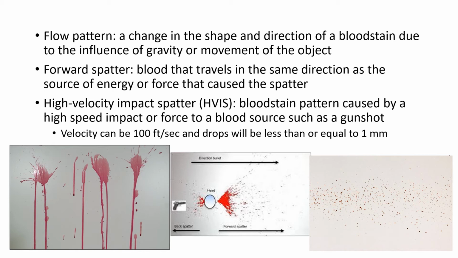We already talked about back spatter. Forward spatter is blood that's traveling in the same direction as the source of energy or force that caused the spatter.